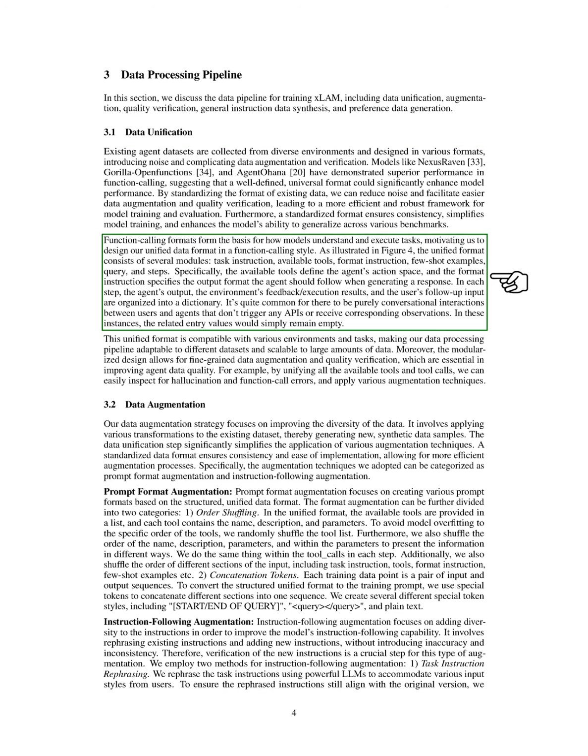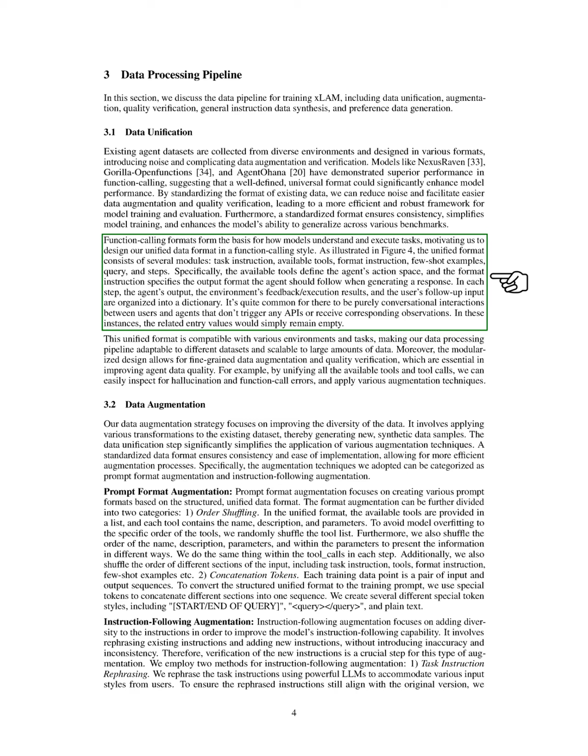We design our unified data format in a function calling style, which is crucial for how models understand and perform tasks. Our unified format includes several components: task instruction, available tools, format instruction, few-shot examples, query, and steps. The available tools define what actions the agent can take, while the format instruction outlines how the agent should present its responses. Each step organizes the agent's output, the environment's feedback, and the user's follow-up input into a structured format.